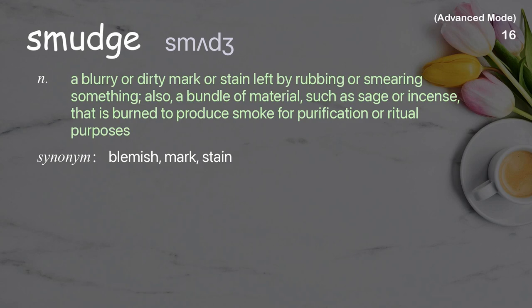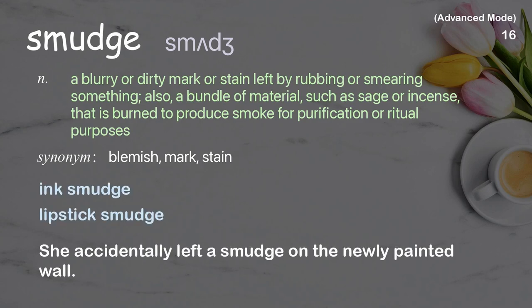Smudge. A blurry or dirty mark or stain left by rubbing or smearing something. Also, a bundle of material, such as sage or incense, that is burned to produce smoke for purification or ritual purposes. Examples. Ink smudge. Lipstick smudge. She accidentally left a smudge on the newly painted wall.